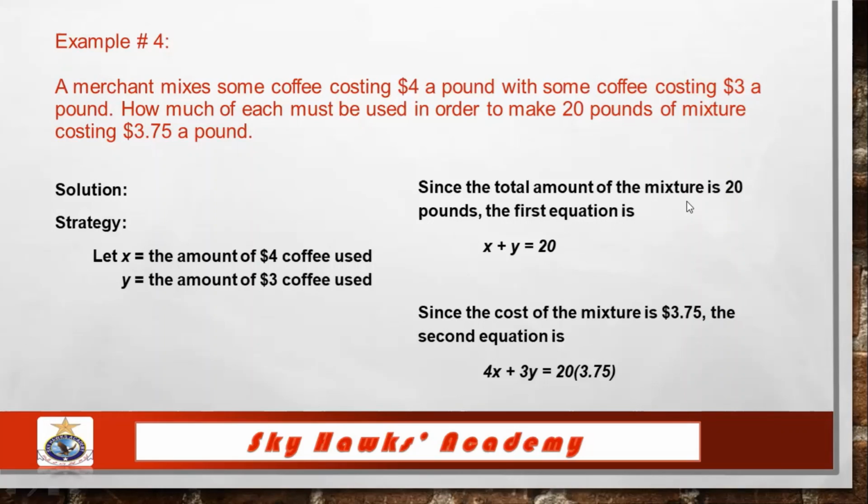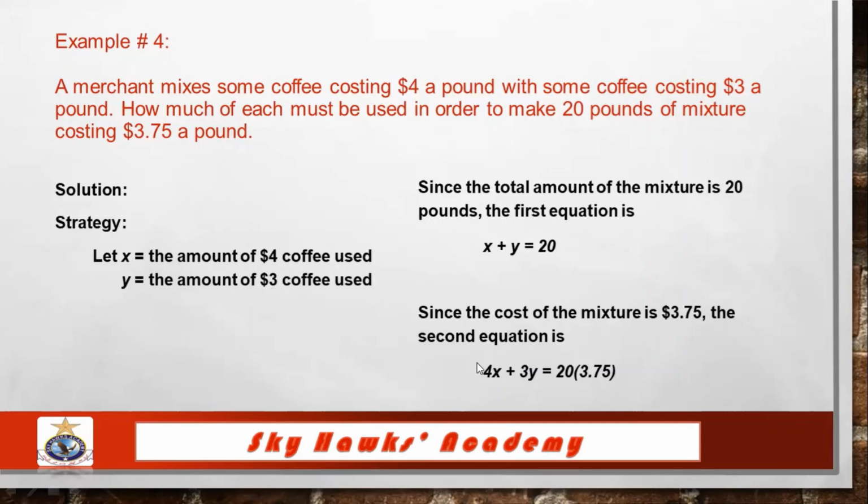Since the total amount of the mixture is 20 pounds, the first equation will become: this is for the 4 pound, this is for the 3 pounds, and the total will be 20 pounds of mixture. Since the cost of the mixture is 3.75, the second equation will become this. This is the second equation.